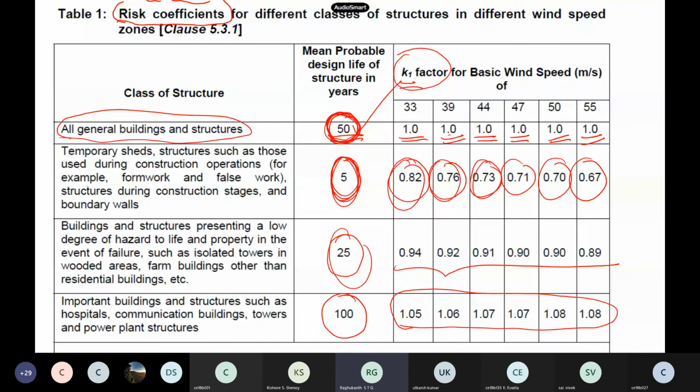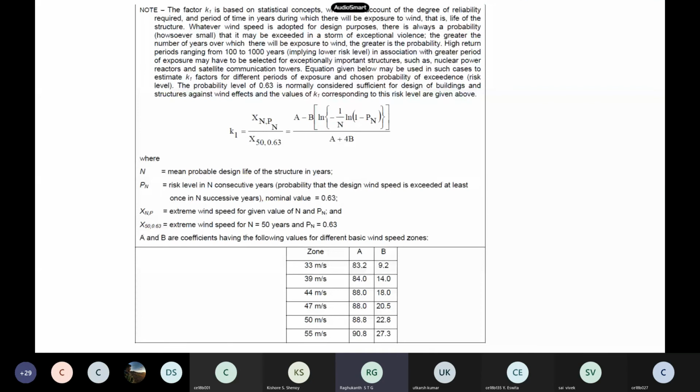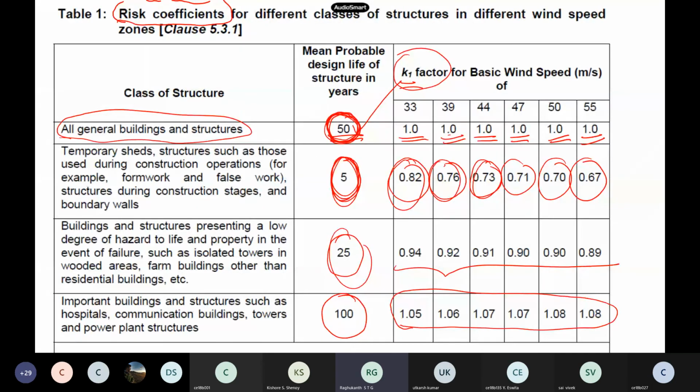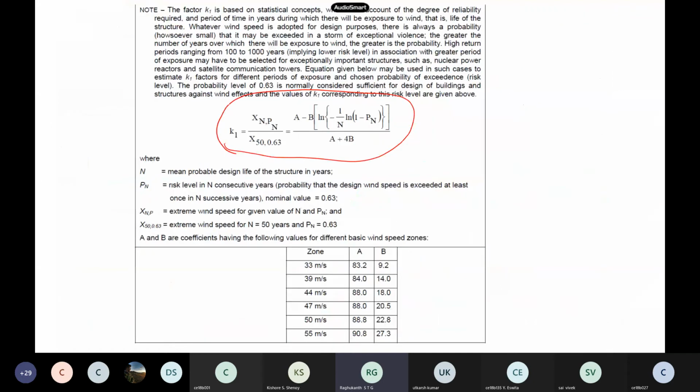So this is a very, very fundamental thing in our IS code. This table is in IS 875 Part 3. You can see clause 5.3.1. And they also give a formula, in case you want a building whose lifetime is 120 years or 60 years. They have given the table only for 5, 25, 50, 100 years. Suppose you want to design a building for a 75-year lifetime, or 125 or 150 years, they don't give the chart. So you have to use this formula, and they have given all the numbers. Substitute here, you will get the number.